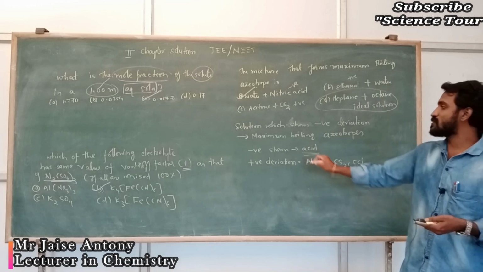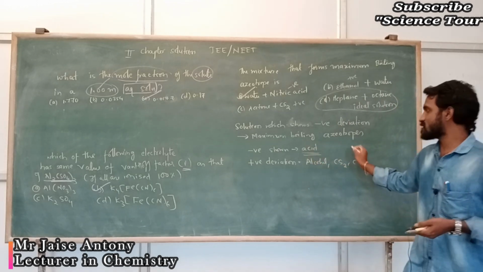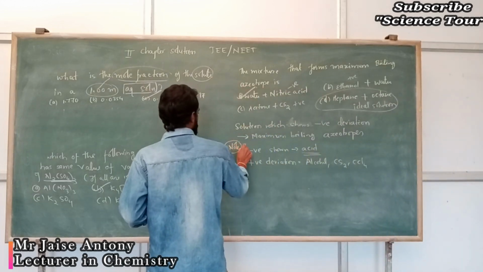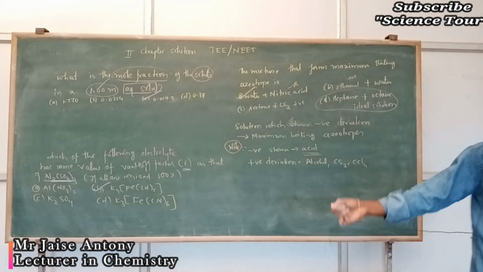Which one shows negative deviation? Acid. And which one shows positive deviation? Alcohol. Note these down, please. So easily you can find the answer.